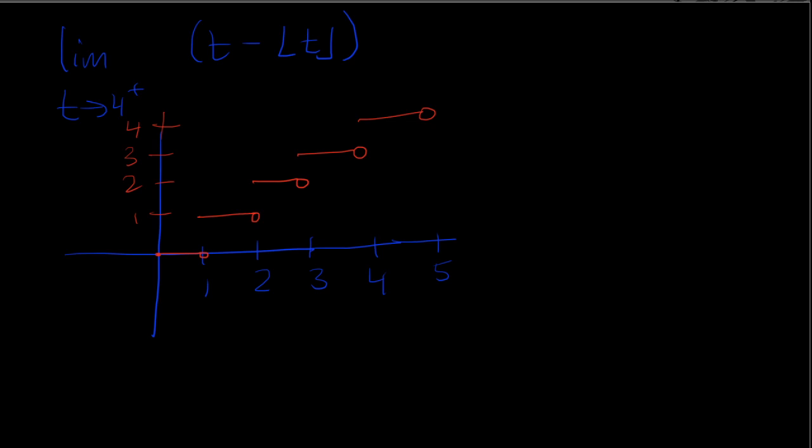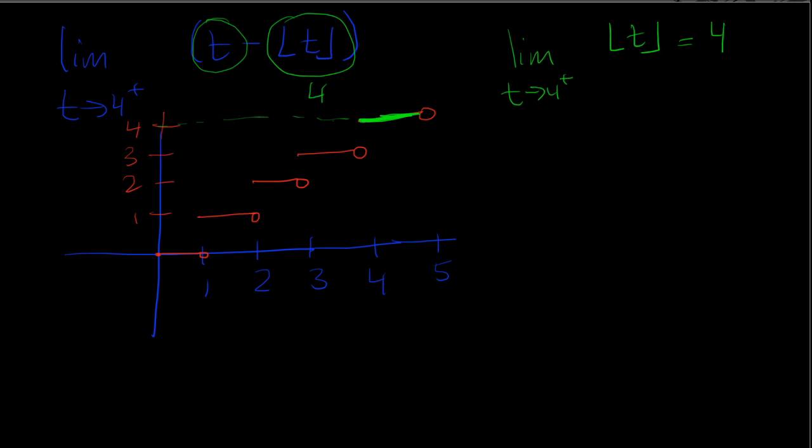So here I'm going to break this up into 2 pieces. So right now I'm just looking at this limit. So if I'm approaching 4 from the right, that's going to be over here. And that limit is going to be 4. So this part is 4. Now I could just plug in 4 for t, which will be 4. So I get 4 minus 4 is 0. So my limit as t approaches 4 from the right will be 0.